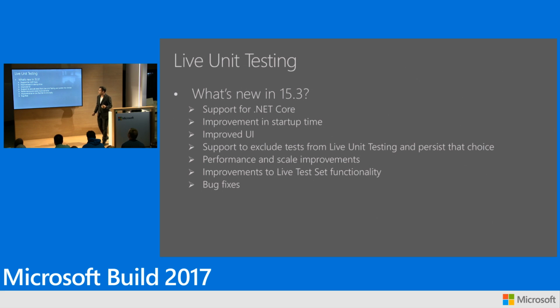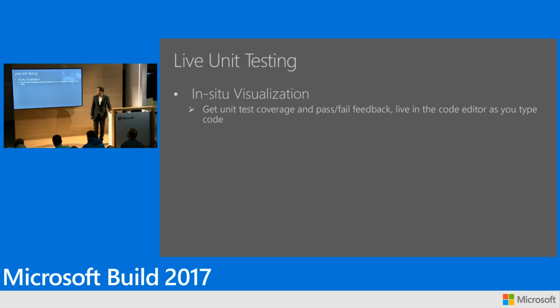So essentially, live unit testing gives you code coverage information as well as the pass and fail status of your tests in situ in your editor, live as you are typing code, as you are developing, as you are fixing bugs. It runs in the background. It figures out which tests are impacted by your edits, runs those tests in the background, and provides you the results in the editor on the same line. This technology is available for C# and VB.